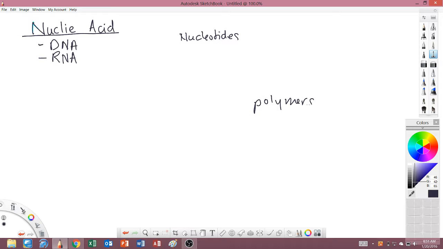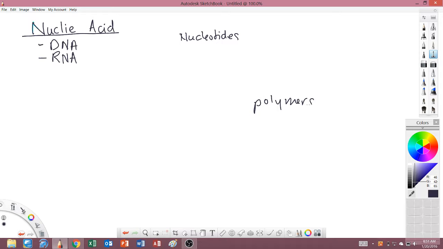Polymer means a large molecule that's made of multiple similar things. For example, if it's made of amino acids, the entire protein is made of multiple amino acids. So the building block of a protein is amino acid. It's made of the same thing repeated many, many times.